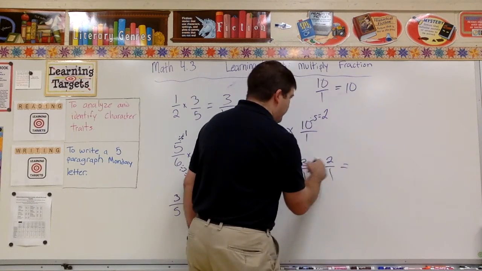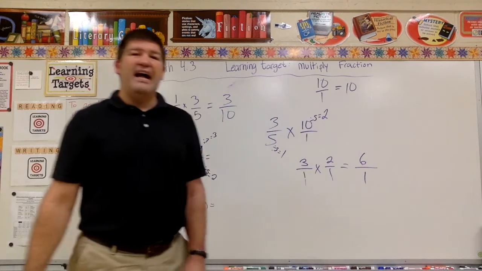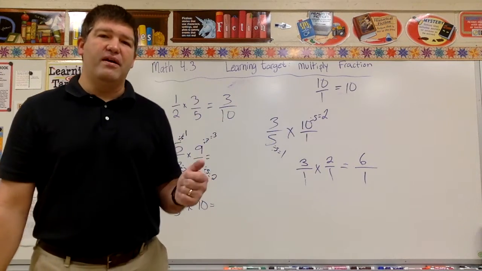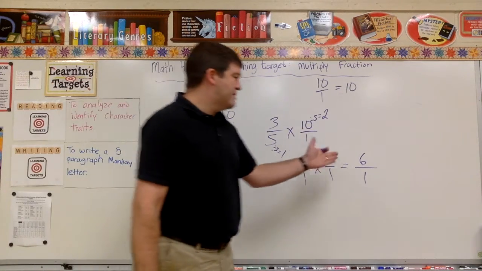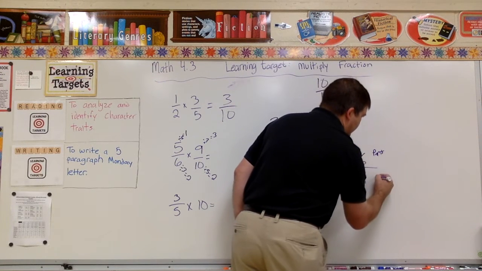3 times 2 is 6. 1 times 1 is 1. I know that any number over 1 is the number. 6 over 1. Because this is how many parts I have. And this is the whole.